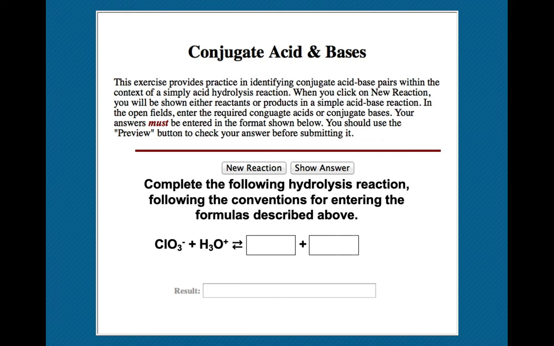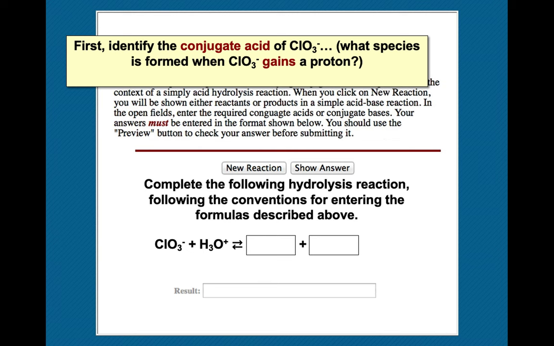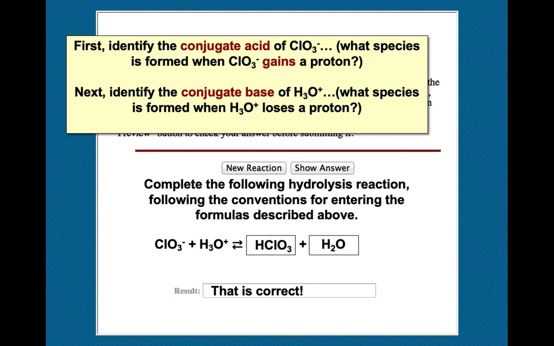Here we have chlorate anion, and we have hydronium. Now here, hydronium is going to be our Bronsted acid. It's going to donate a proton to chlorate. The conjugate acid of chlorate is what? That's the leftover. We put a proton on it. After we donate the proton here, what's left is simply water.